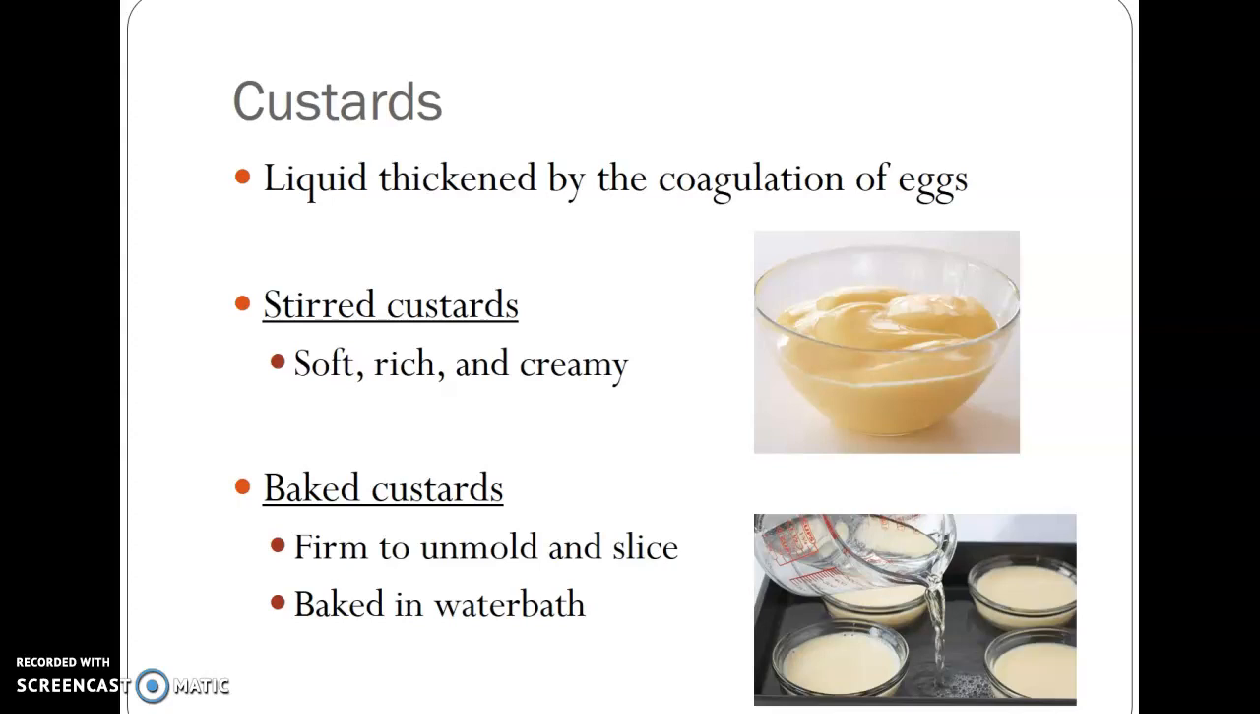thickened by eggs cooking. There are two types of custards, stirred custards and baked custards. Your stirred custards are cooked on the stovetop. They are stirred as they're cooked and end up in a pudding-like substance, so it's soft, rich, and creamy. Your baked custards, then, are firm. You're going to bake them generally in a water bath, but they're firm enough that you can either unmold them or leave them in the dishes that they're served in.